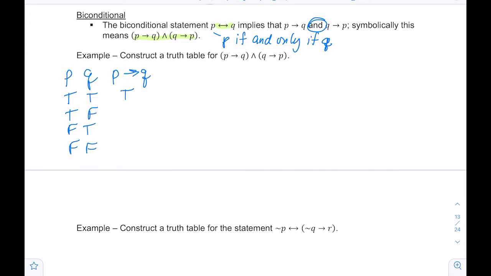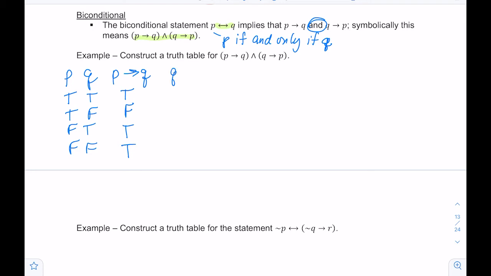So here it's true, true. Here it's true, false, which means I didn't keep up with my end of the deal. That's false. False, true is true, and false, false is true. Again, think back to you didn't get an A, so you don't get a car.